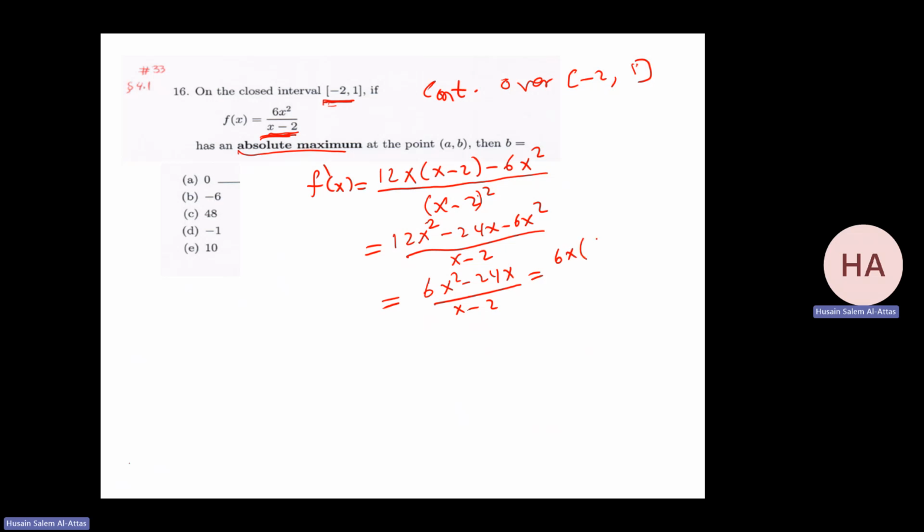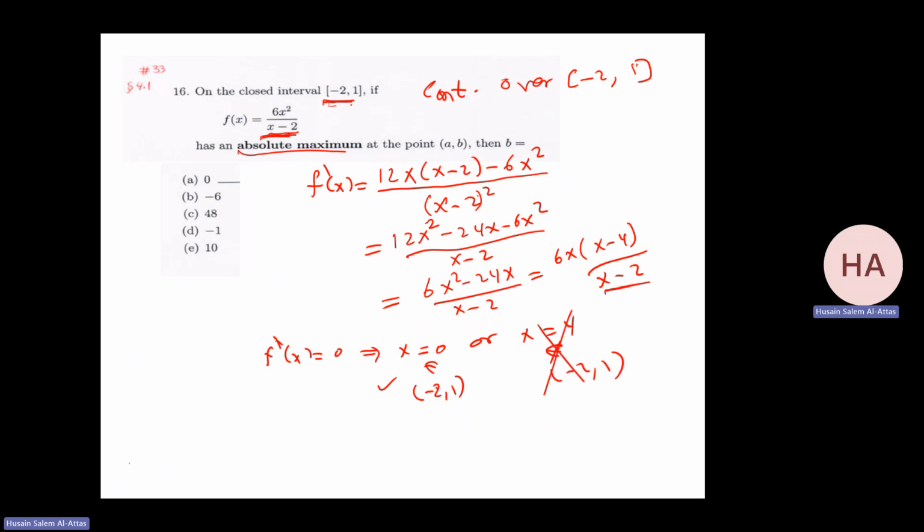I can take 6x as a common factor. I have x minus 4 over x minus 2. So f prime equals 0. Give me what? x equals 0 or x equals 4. This is in the interval, so it's okay. But this is not in the interval, so that will be rejected. f prime does not exist at x equal 2, which is not in the interval. So no need to be concerned about it.